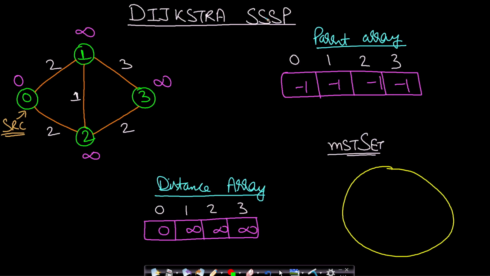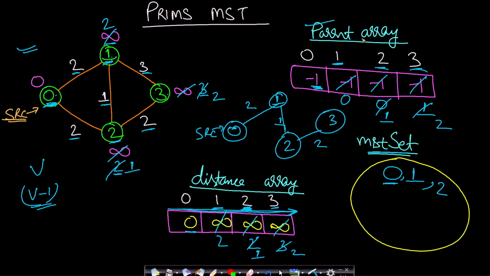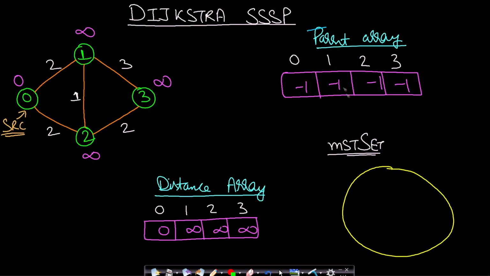Let us look at Dijkstra's algorithm, which is a single source shortest path algorithm. This is very similar to Prim's algorithm. All the steps are the same, and the data structures used are exactly the same. This is the parent array, MST set, and the distance array. Here as well you have the parent array for remembering the structure of the resulting graph. You have the MST set for marking which nodes have been processed. You have the distance array which will keep track of the current distance values for all the nodes.